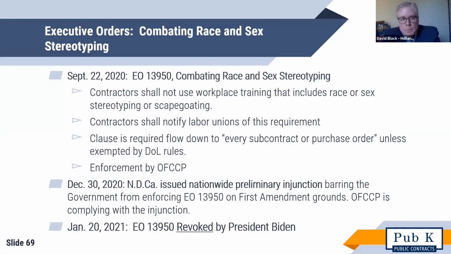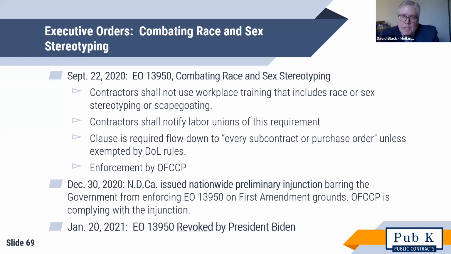Okay. Then the Trump administration executive order on combating race and sex stereotyping. This one has been revoked, so we won't spend a ton of time on it. The FAR deviation clause did make it into some contracts in November and December, but it's unlikely violations will be enforced because OFCCP is no longer enforcing this executive order.